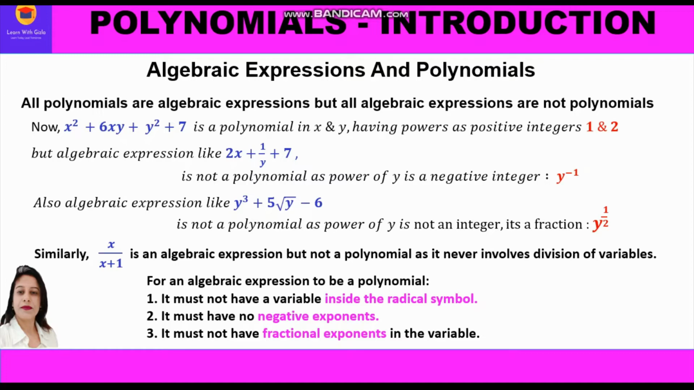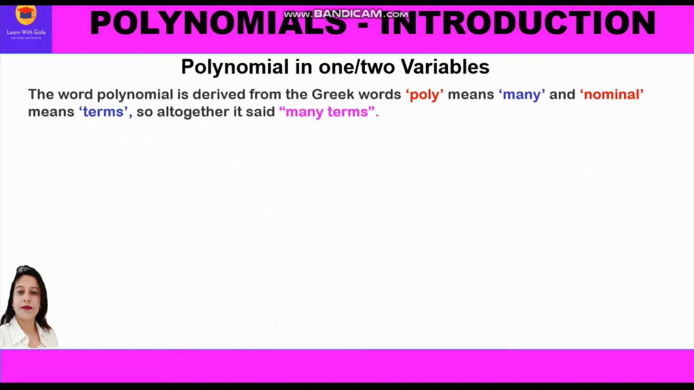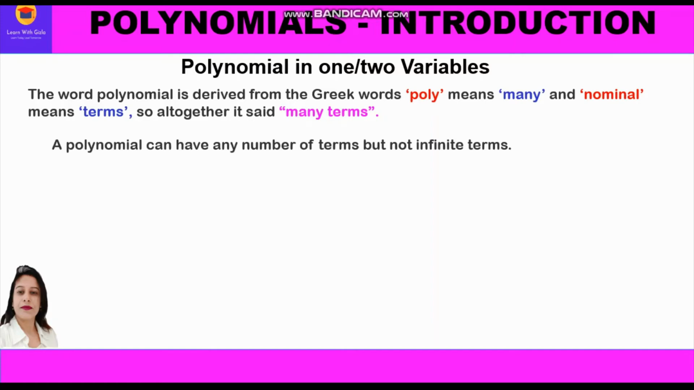So further, the word polynomial is derived from the Greek word poly, which means many, and nominal, which means terms. So altogether it means many terms. A polynomial can have any number of terms but not infinite terms. That means it comprises a number of terms, and they should be finite.